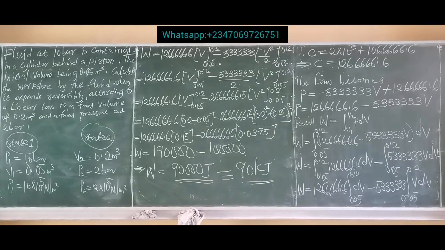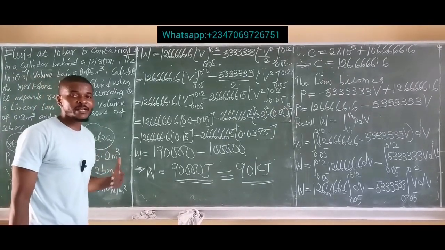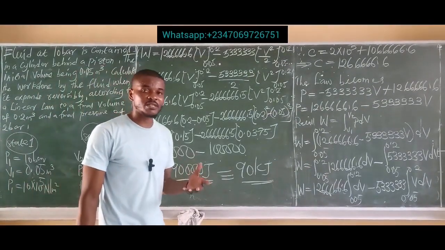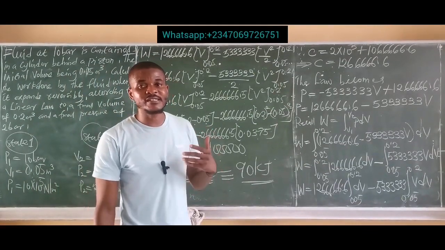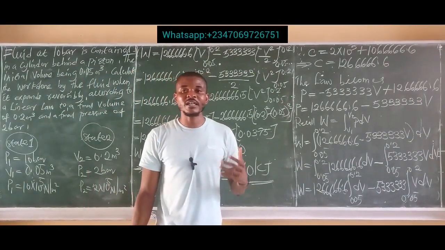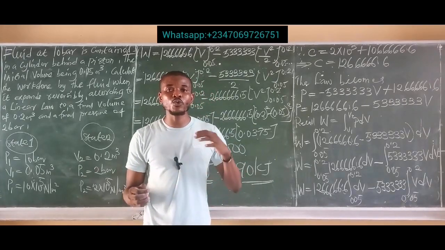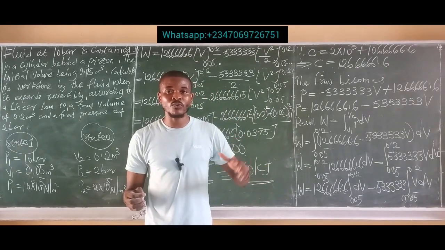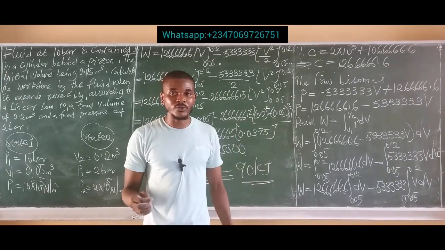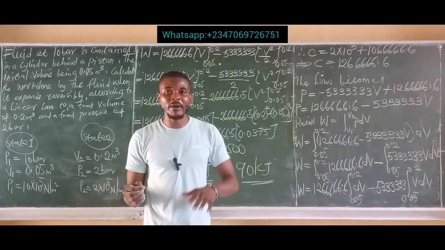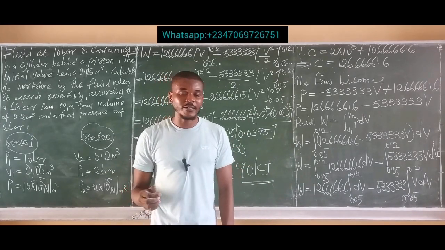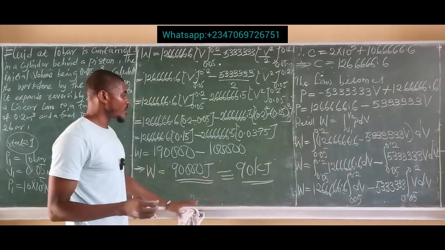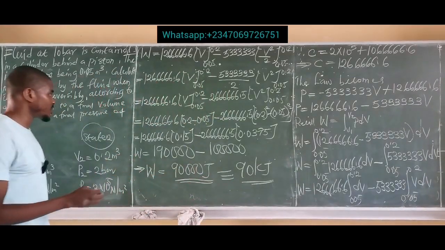Once again, the question says calculate the work done by the fluid when it expands reversibly. So it underwent an expansion process, and I've already told us in the sign convention that when a system undergoes an expansion process, then the work done is positive. Now I'm going to post all the links to the calculations right from the introduction video and down to all the calculations we've done in other videos on the description of this video, so you can properly watch all of them together for proper understanding. But this is the value of the work done for that given system.